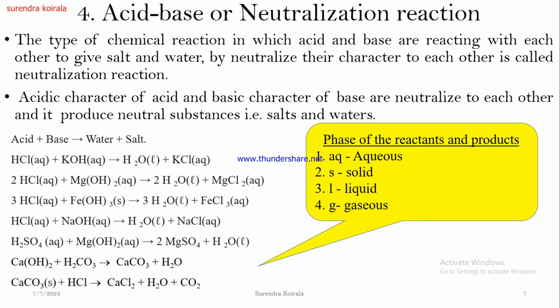In the chemical reactions on this screen, we can see aq, s, l, and g mentioned in the chemical reaction. They are the phases of the reactants and the products. That means aq stands for aqueous phase, s stands for solid phase, l stands for liquid phase, and sometimes g is also mentioned in the chemical reaction. That stands for the gaseous state of the reactants as well as the products.